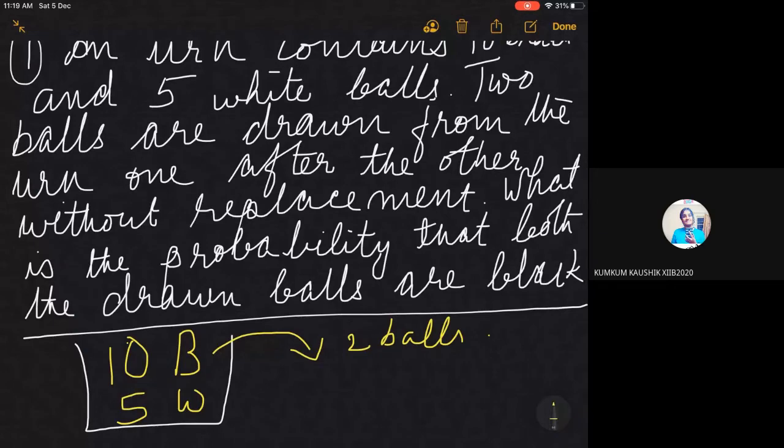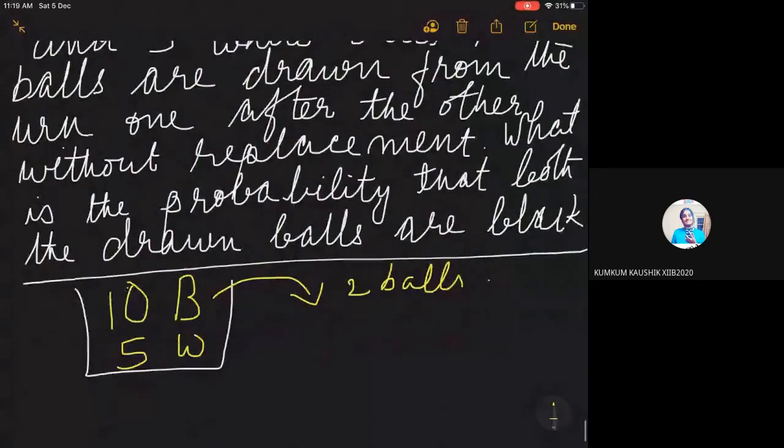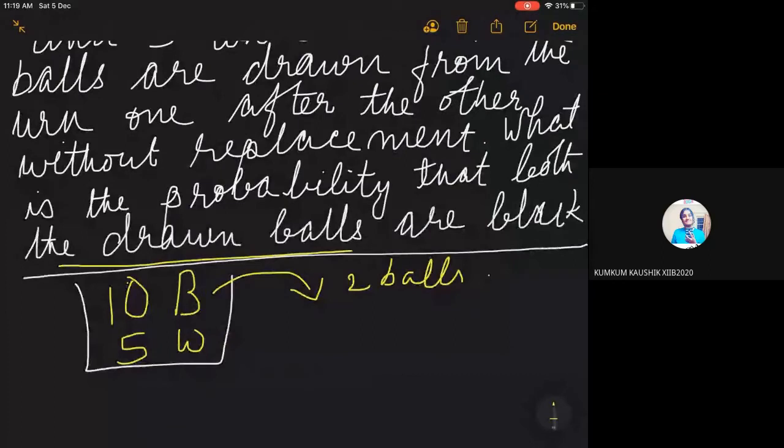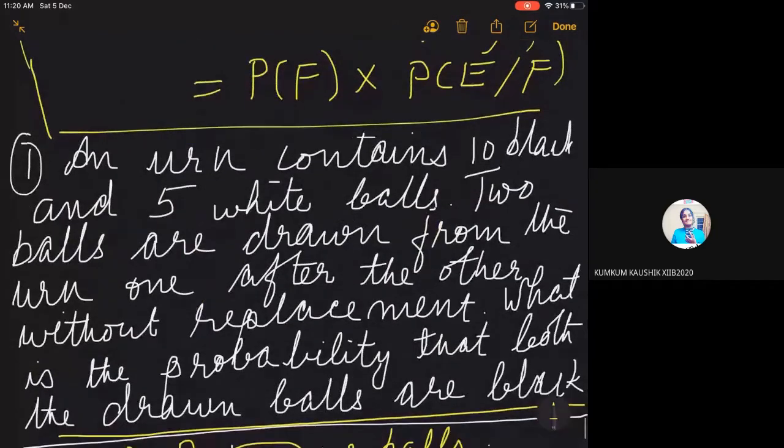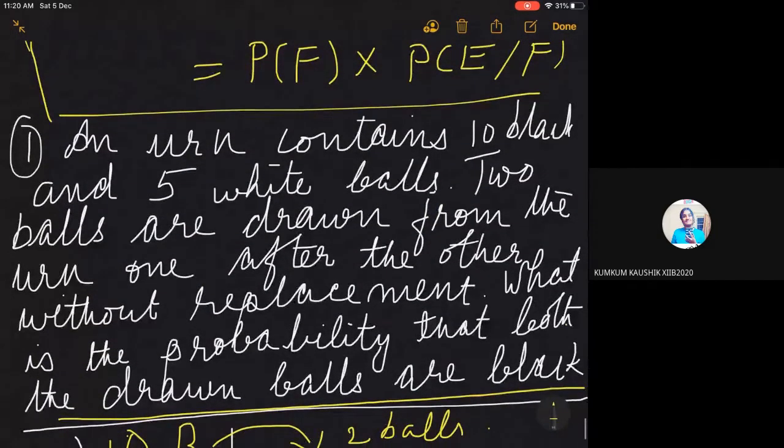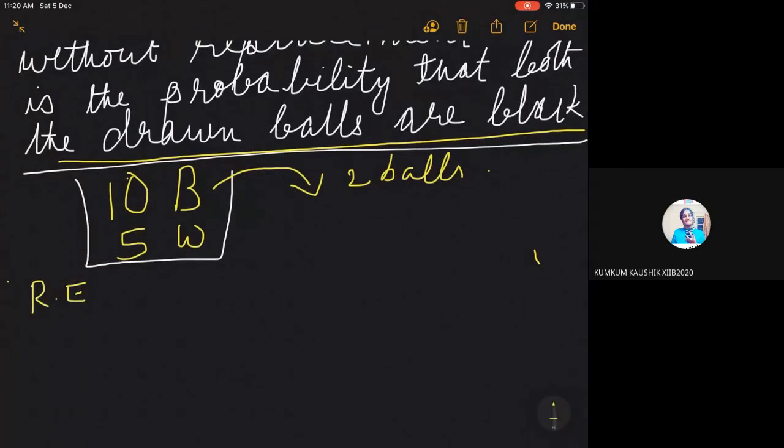Now we have to define the event. What is the probability that both the balls are black? We have to find this probability. That is the event: both the balls are black. These two balls are drawn from 15 balls. That is the random experiment. But here the condition is given that it is without replacement. That means you are taking one ball first, then again you are taking another ball without replacement.